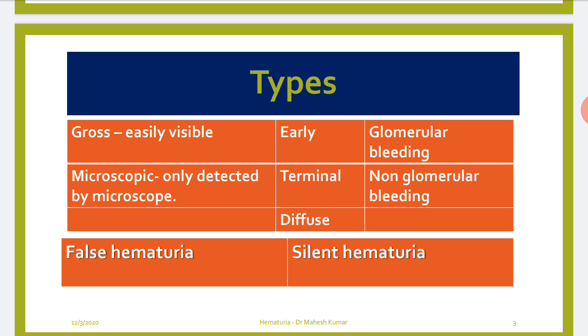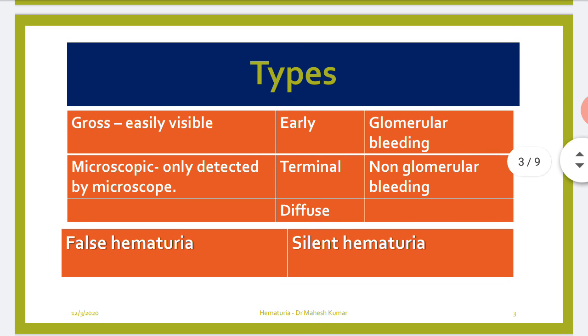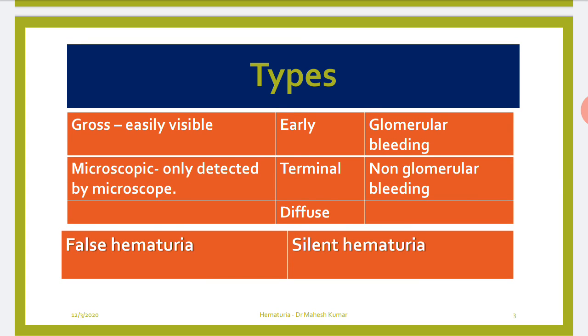In microscopic hematuria, blood is detected only by microscope. When clinically more than 3 to 5 RBC per high power field (HPF) are visible under the microscope, it is called microscopic hematuria. The second category is early hematuria, terminal hematuria, or diffuse hematuria.